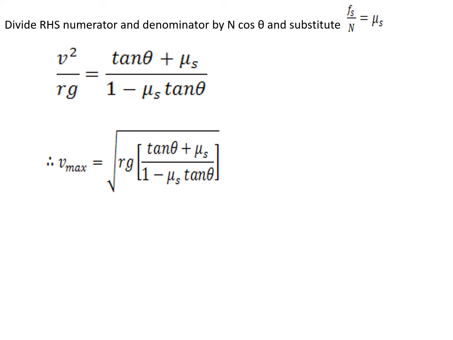From the above equation, it is quite clear that the maximum speed with which the vehicle can be driven on the banked road is totally independent of the mass of the vehicle. So whether it's a truck, a bus, a car, or a scooter, the maximum speed limit remains the same for all the vehicles according to the formula mentioned above.